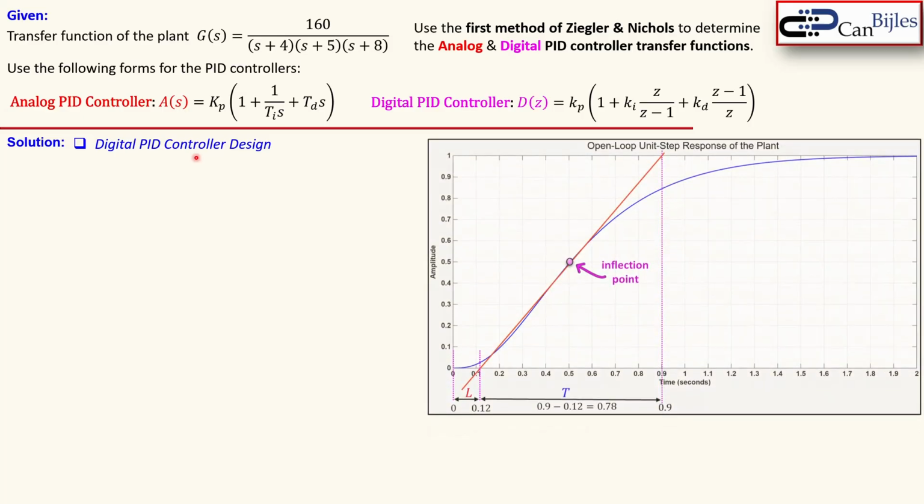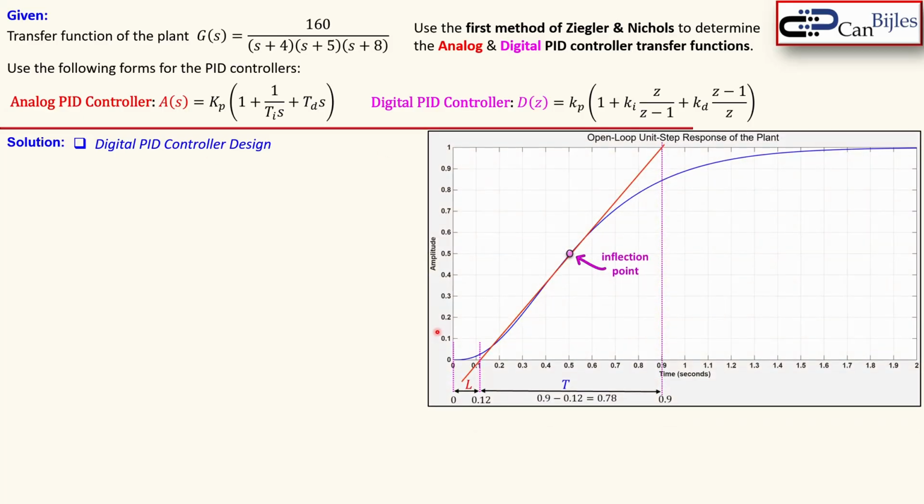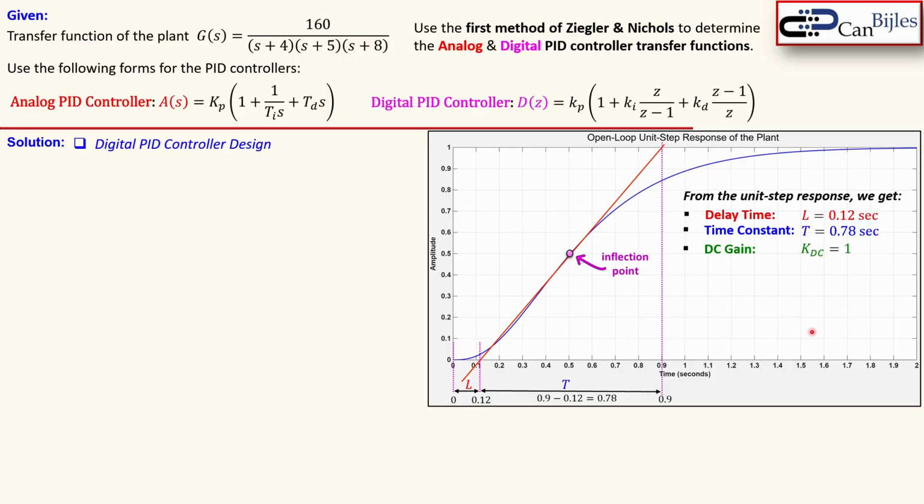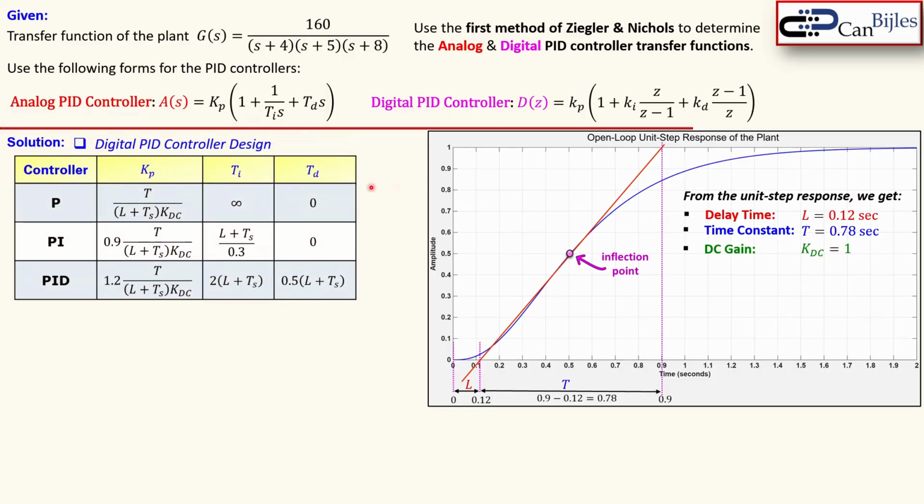First we will bring up our open loop unit step response of the plant. We have discussed this S-shaped response of our plant, and we have determined from there the L, the T and the KDC as we have done before. So these are the values, and we will use this. In this case the table has adapted a little bit, because you see here now the L plus TS, and TS is the sampling period in seconds, so the sample frequency will be 1 over this TS.